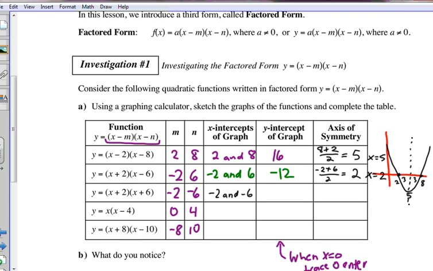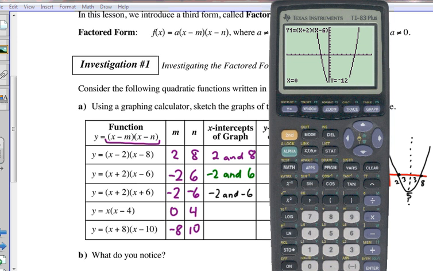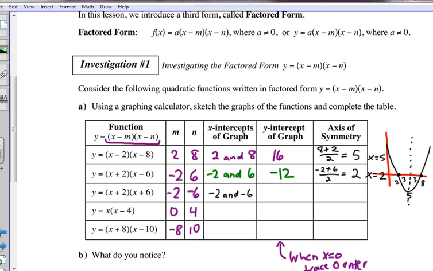The next part, let's graph it to get our y-intercept. Could you also just plug it into the equation? Notice, what's negative 2 times negative 8? 16. 2 times negative 6? Negative 12. Why? Because our y-intercept is when x is 0. So 0 plus 2 times 0 plus 6, which gives us 12.